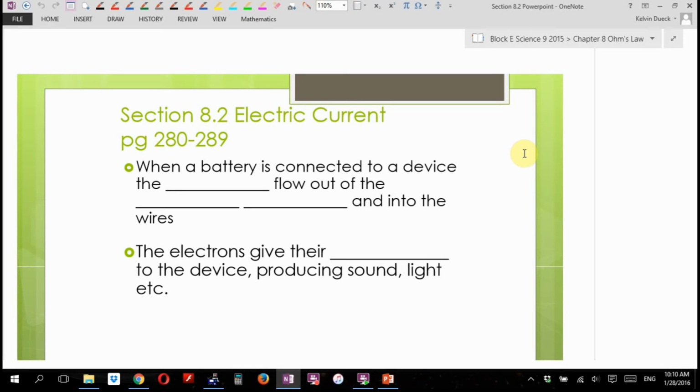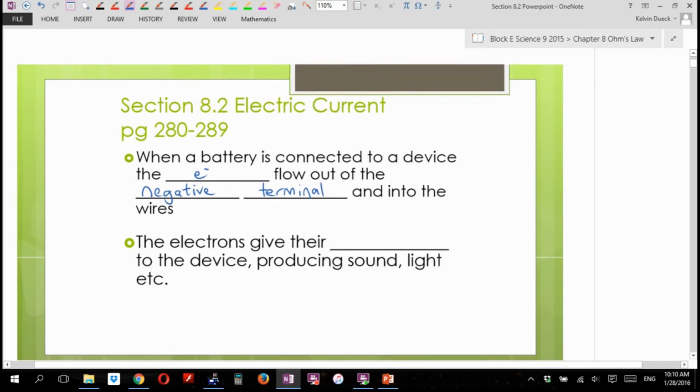Here we go. When a battery is connected to a device, the electrons, can I go e minus? We're comfy with that abbreviation, yeah? The electrons flow out of which terminal? Negative terminal. And into the wires. And because in the battery we have separated positive and negative charges, and they want to come back together because unlike charges attract, rather than letting them go back together in the battery, we're going to force the electrons to go through a wire.